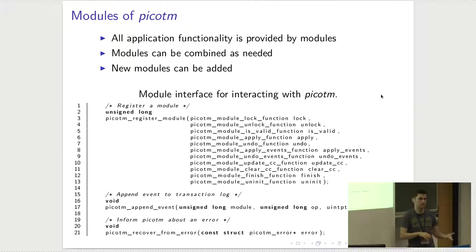If there is no more memory in the system, recover from error would report that to the framework, and the error structure would then contain some constant saying, basically, we're out of memory, do something about it. And you can query that information during the recovery to react upon it. So basically, any module or any command has to first register the module, then do whatever it does, and if it works, append an event. If it fails, recover from error.